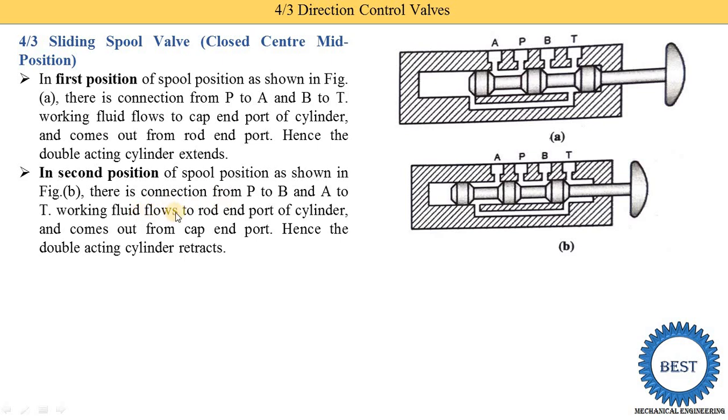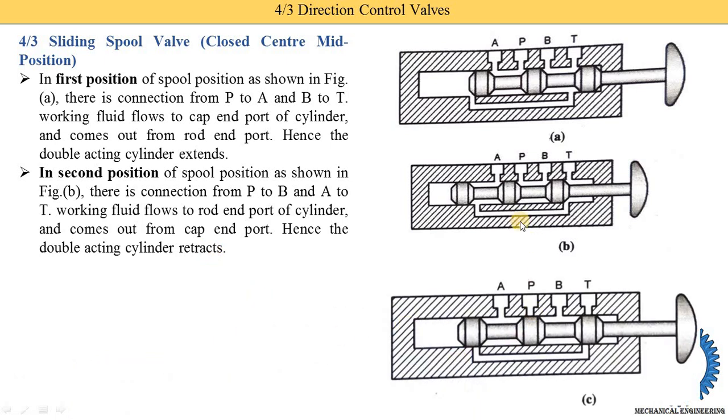So working fluid flows to the rod end port of the cylinder. Oil coming from the P port is supplied to this B port, and the B port is connected with the rod side of the cylinder. So the piston of the cylinder retracts. At that time, the oil present on the left side, on the cap end side of the cylinder, is supplied to the A port, and from the A port it is supplied to the T port, and from the T port it is supplied to the tank or reservoir. That means the cylinder retracts.